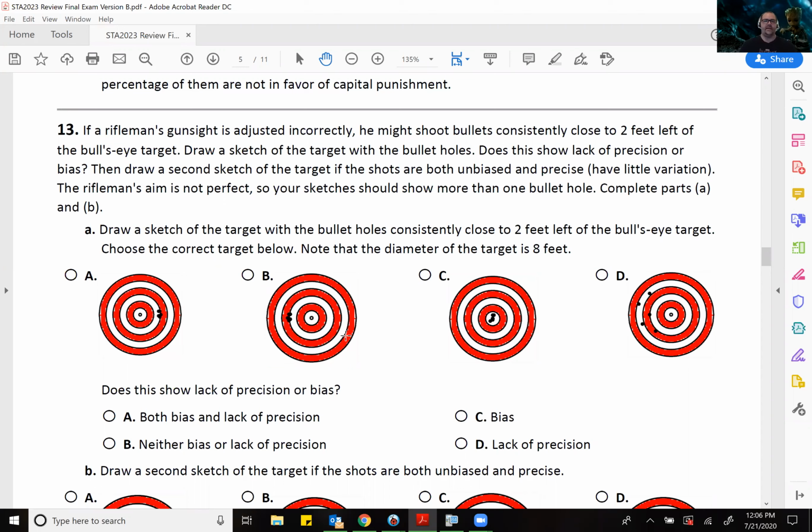All right, so part A, we need a target with bullet holes consistently close to 2 feet left of the bullseye. So we want to be to the left. So that's not this one and that's not this one. So it's these two, okay? And it is consistent though. So B is the answer you're going to go with, because these are a consistent group and it's to the left. This is not a consistent group, okay?